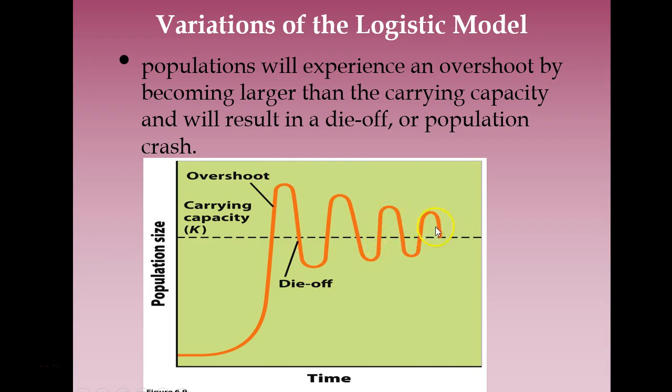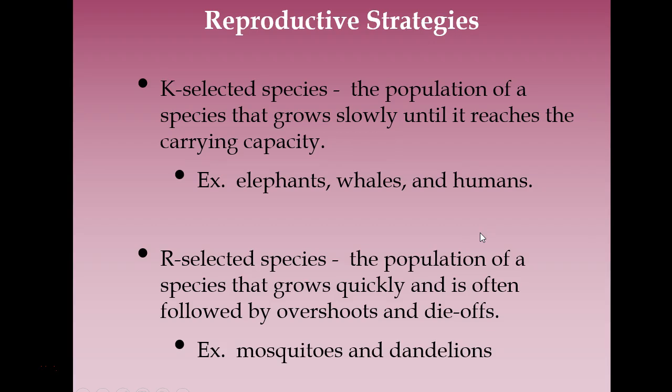And eventually you get these overshoots and die-offs. As the population continues to have offspring, births, and deaths over time, these overshoots and die-offs become less severe, and it will just kind of hover around the carrying capacity for the most part, unless there's some other major disturbance or activity that occurs. So what determines these growth rates?